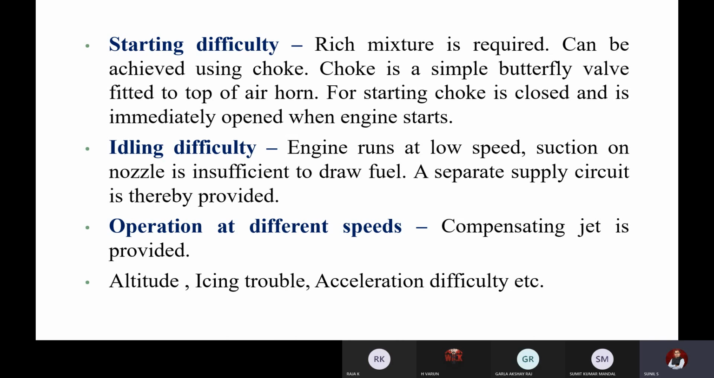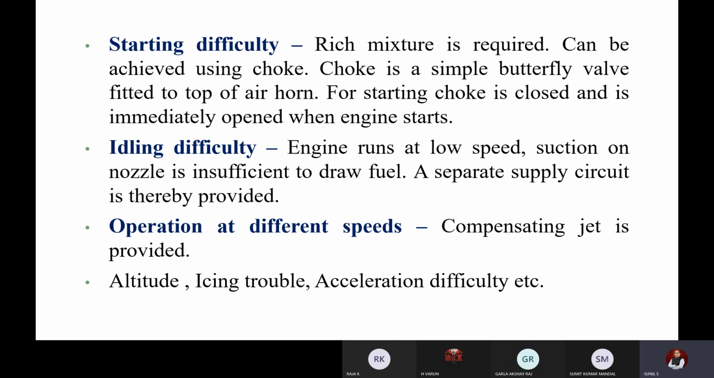Next, idling difficulty. Engine runs at low speed. Suction on the nozzle is insufficient. So if you have designed an engine to run at high speed, at low speeds, whatever suction is provided is not sufficient to idle the vehicle. The vehicle will be switching off every now and then. So operating at different speeds will not be possible.